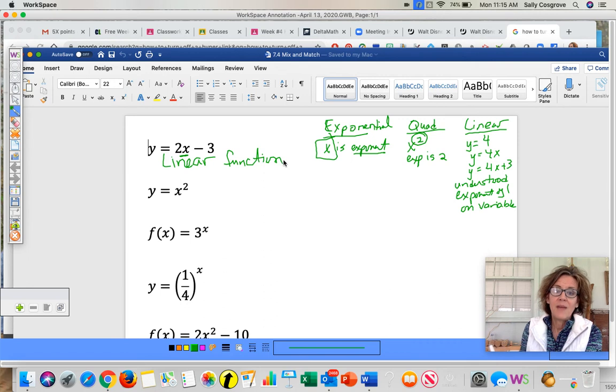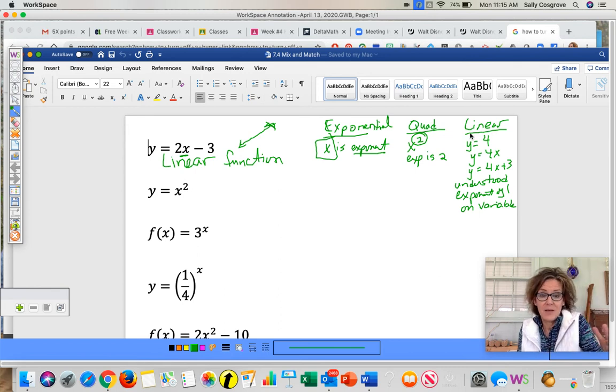If we graphed it, its graph would be a line. It would have a slope of 2 and a y-intercept of -3. Okay. Let's go to the next one. Is it exponential, quadratic, or linear? Or neither? Is it not any of those?